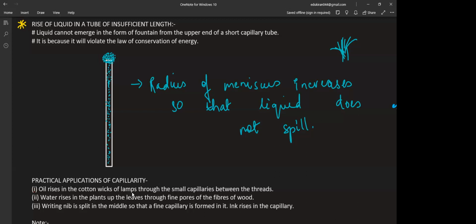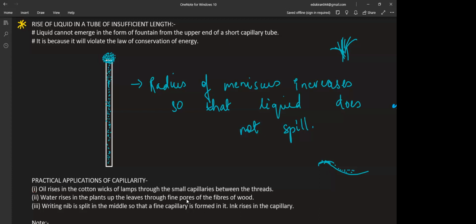Practical applications of capillarity. Oil rises in the cotton wicks of lamps through the small capillaries between the threads. You must have seen those diyas where cotton wicks are kept. When you put oil, it is quickly soaked up by the cotton, because of its capillary action. And we make the cotton wick very thin by rubbing and rolling it through our fingers.